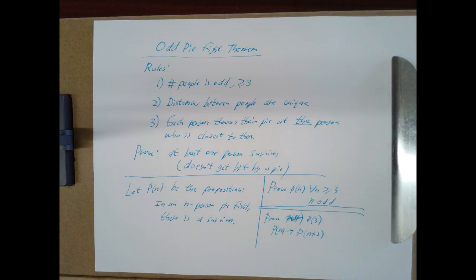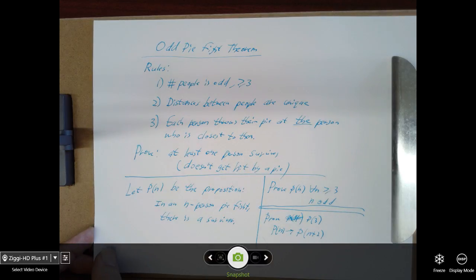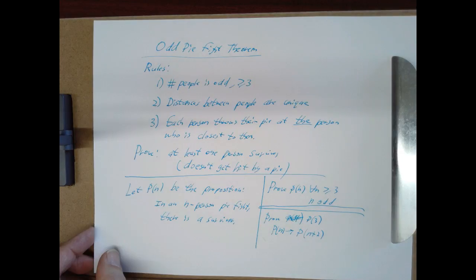If we wanted to do this where P of n implies P of n plus 1, we'd have to talk about, instead of an n-person pie fight, something like a 2n plus 1-person pie fight. But then we're doing math, and I don't want to do math in here. So we'll just induct on the odd numbers. All right, so you know what the proposition is, right? N-person pie fight, there's a survivor.